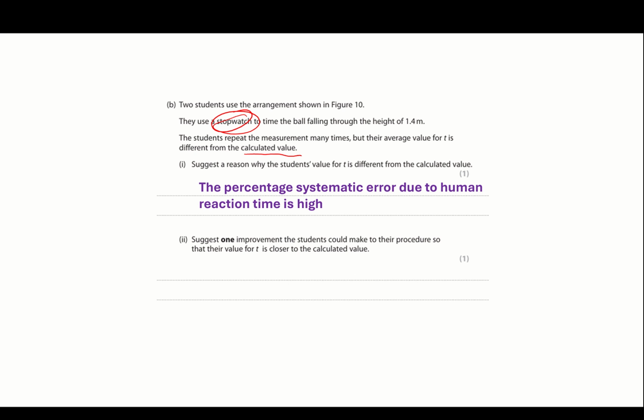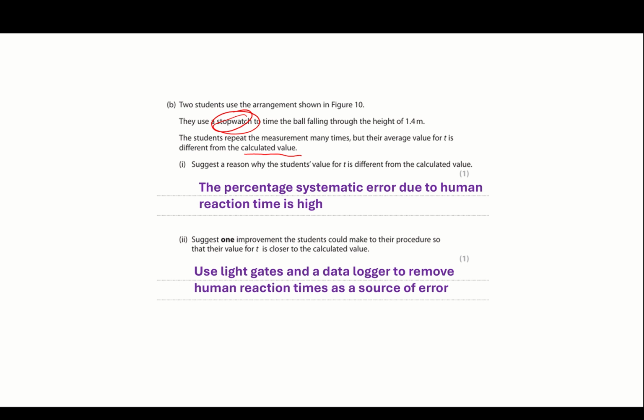Suggest one improvement they could make. Let's change that to light gates. We know that that works. So use light gates in a data logger. This will remove human reaction times and therefore reduce the percentage error.